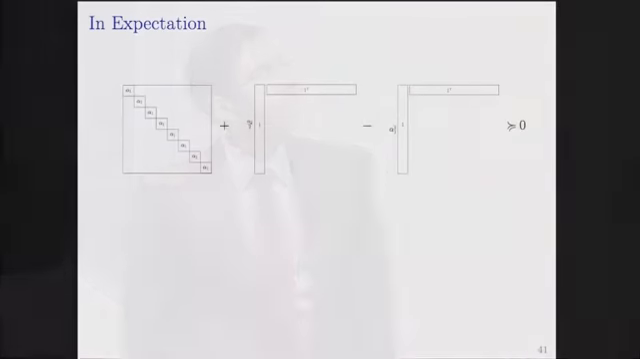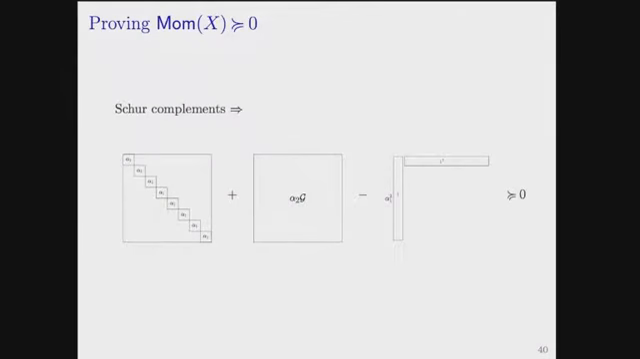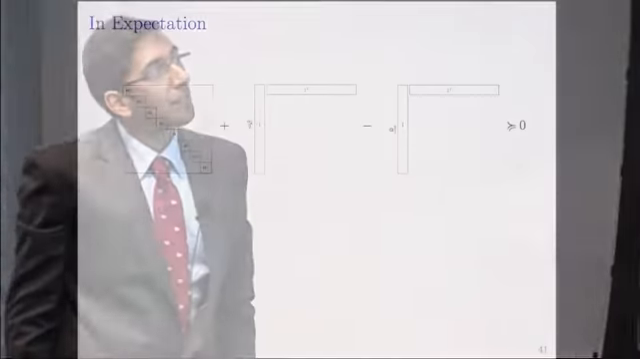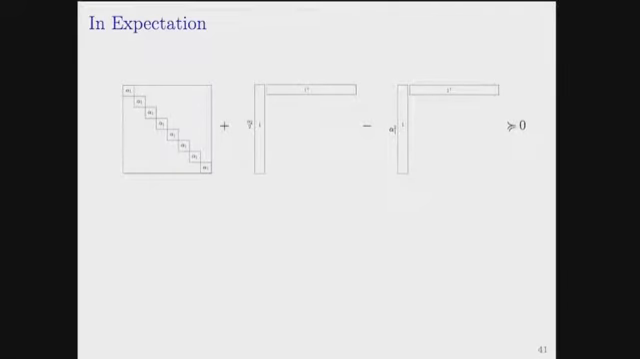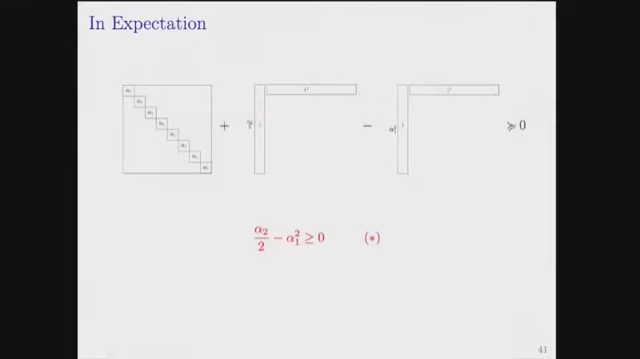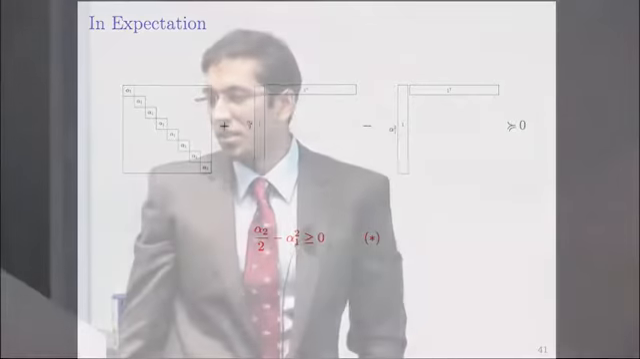Let's look at it in expectation. In expectation, the graph just becomes alpha 2 times 1, 1 transpose, because each edge is connected with probability 1/2. So you just get alpha 2 over 2 times 1, 1 transpose. Since you want this to be PSD, it makes sense to use the 1, 1 transpose factors to cancel each other out. So we'll require alpha 2 over 2 minus alpha 1 squared to be bigger than 0. This is one condition.